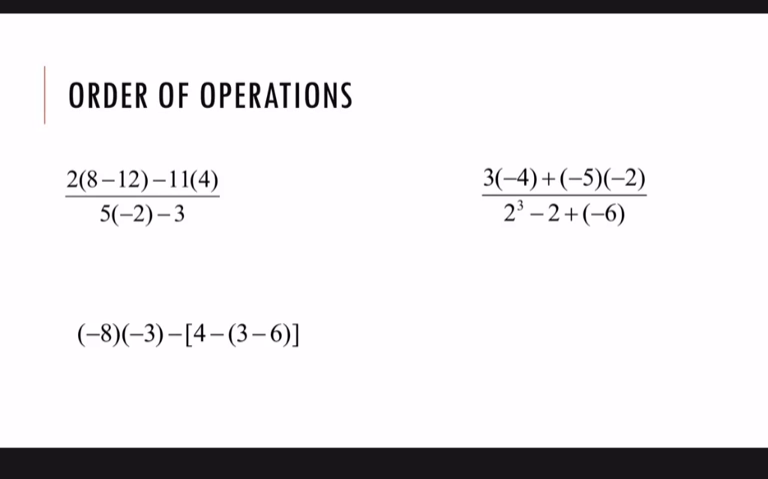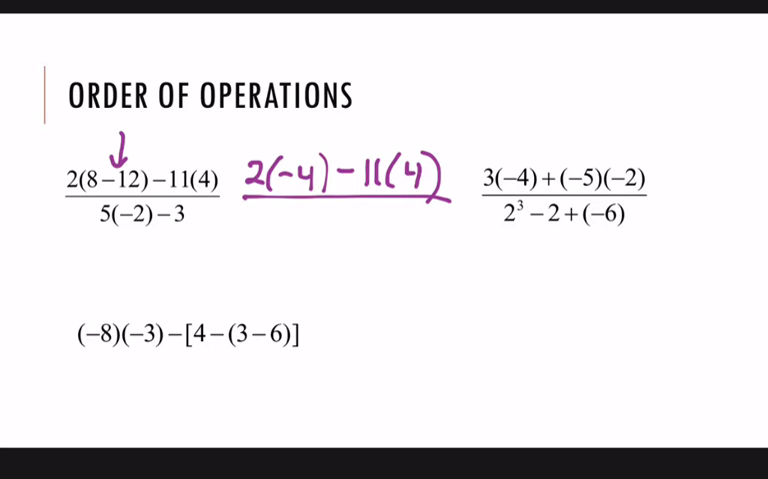Okay, first problem. Start with parentheses. So there's an implied parentheses around the numerator and the denominator. So we need to work out everything on the top and the bottom of the fraction before we do anything else. On the top, we have more parentheses, so we'll start there. 8 minus 12. So 2 times negative 4 minus 11 times 4. Okay, and then in the denominator.